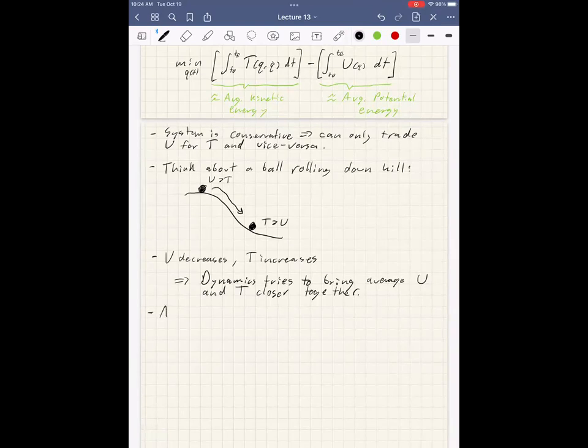So at a minimum of this action thing, we have that sort of gradient equals 0 thing. So let's write that down again and rearrange a little bit. So we can write that as basically d dq of average kinetic energy, say, equals d dq of this guy.